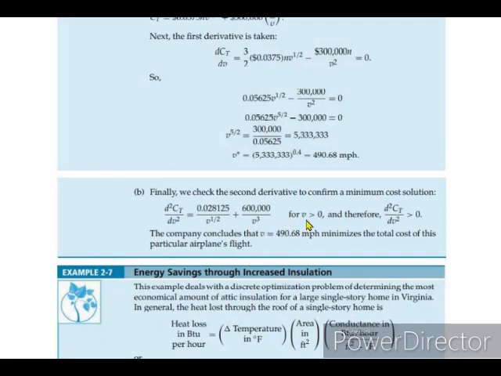So if we assume that v is greater than 0, then the second derivative will be greater than 0 also. So if that happens, we have our minimum cost solution. So the company concludes that the velocity of 490.68 miles per hour minimizes the total cost of this particular airplane's flight.